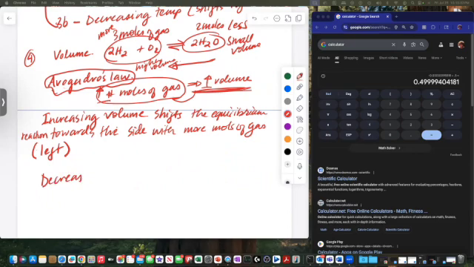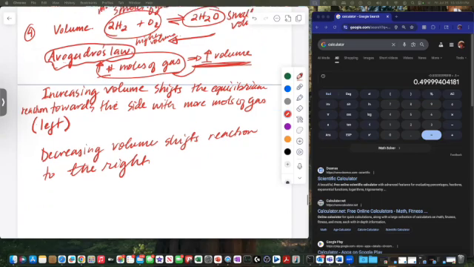Decreasing volume shifts the reaction to the right. So I'm going to say to the left.